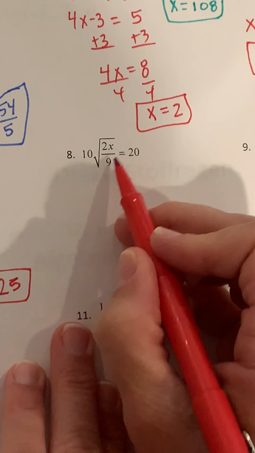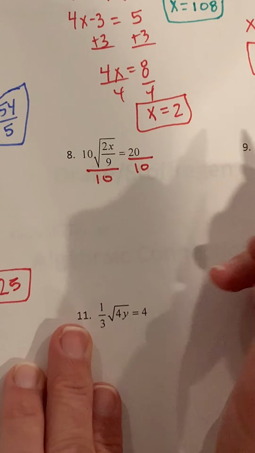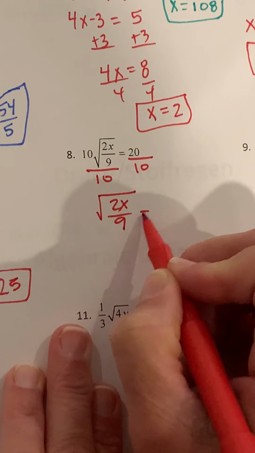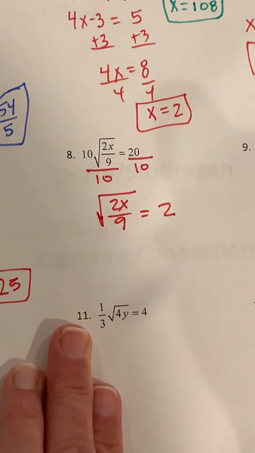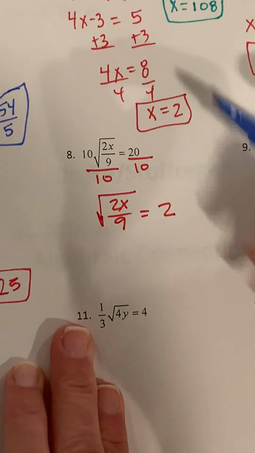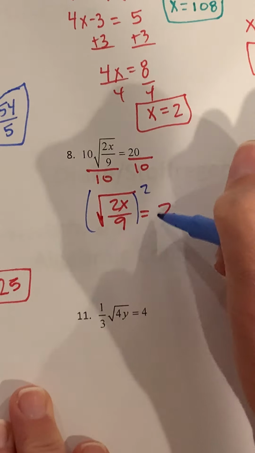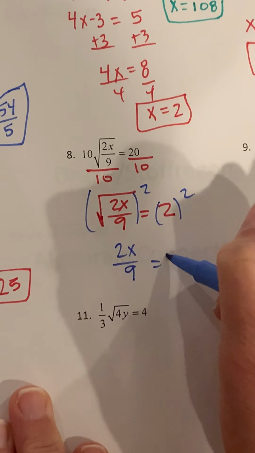All right, 10 times this guy, so I'm gonna have to divide this by 10. Y'all good? And then you have square root of 2x over 9 equals 20 over 10 is 2, okay? That probably needs to look like that. All right, so now I'm gonna have the radical all by itself, isolated the radical. So I square both sides and I get just 2x over 9 equals 4.